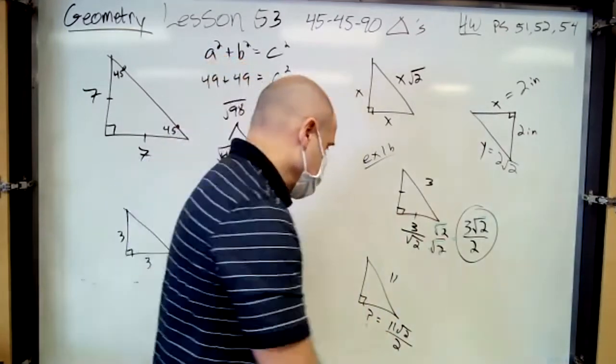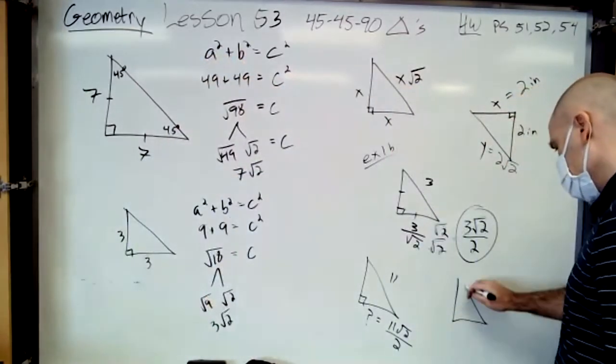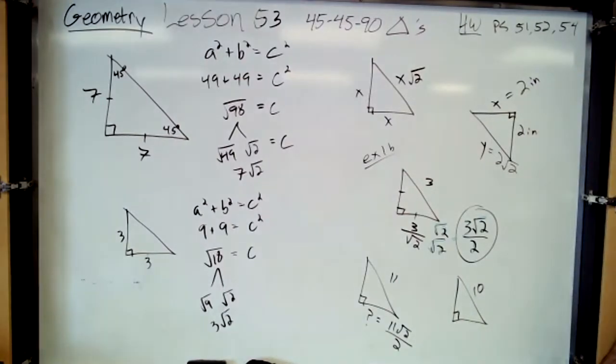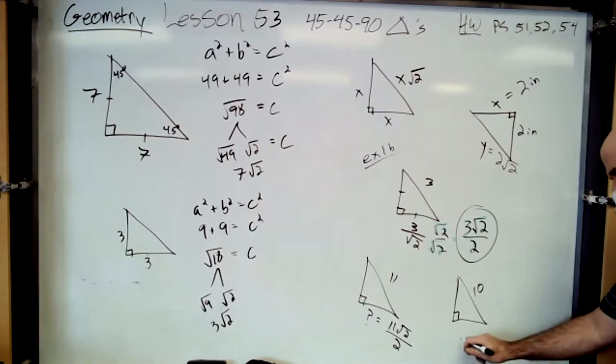Okay. So what if you have an even number? What if this was a 10? What's this going to be? It's a 10 radical 2 over 2? Yeah. But then what does that reduce to? It's 5 radical 2. Yep.